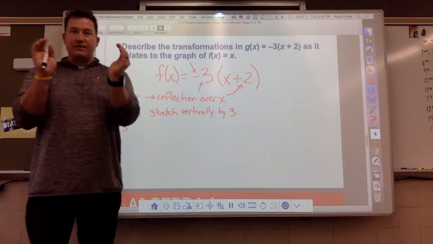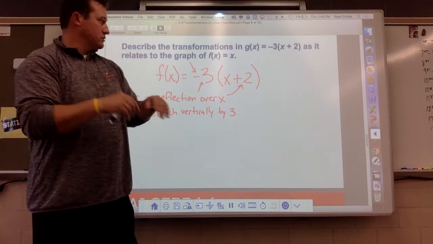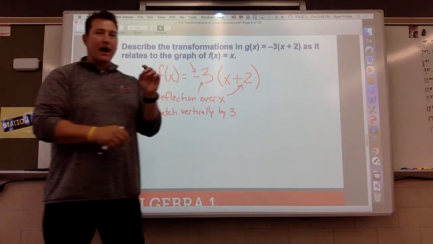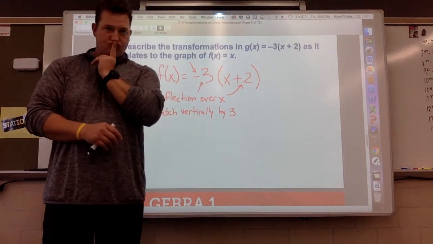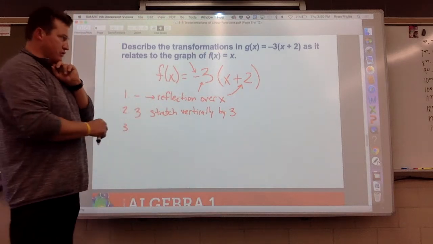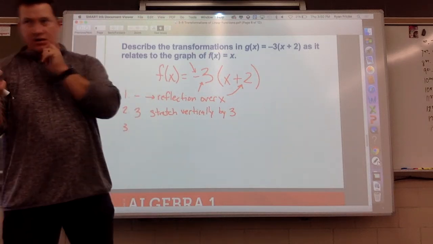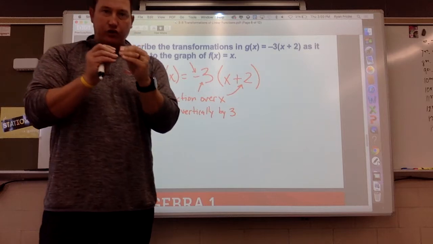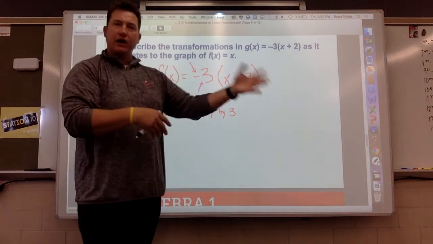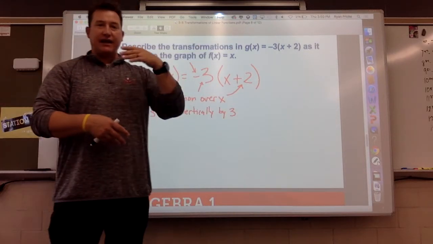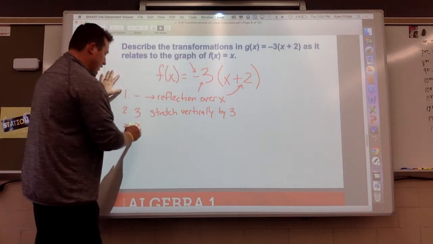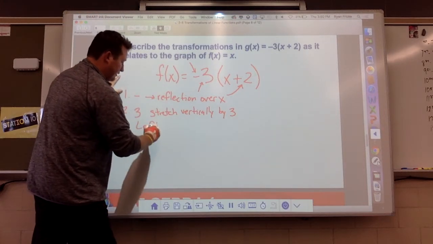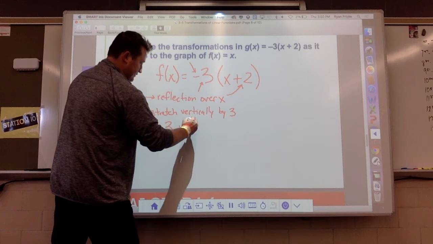Again, inside parentheses. Okay, so this is a left or right move. Left or right move. Any guesses out there? Well, we think plus 2. We think, oh yeah, that's positive 2. It's got to go right 2. It's not, right? It's kind of counterintuitive. This really will go left 2 units.